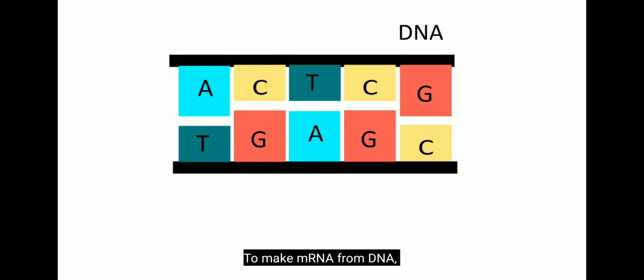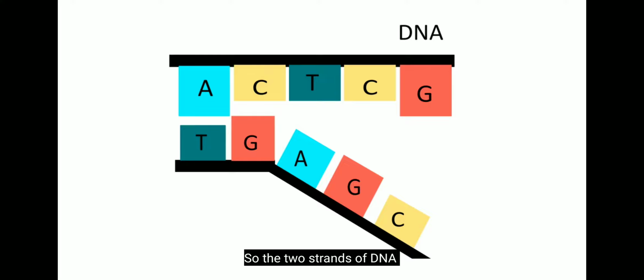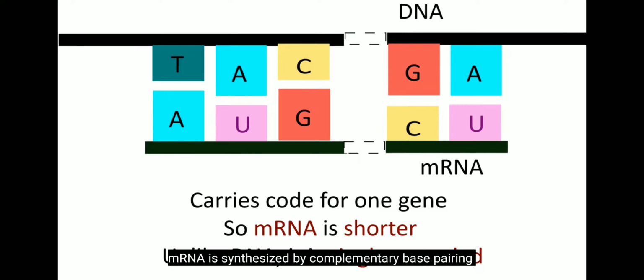To make mRNA from DNA, we need access to the sequence of nucleotide bases. So the 2 strands of DNA are first pulled apart in the region of our gene. This is similar to DNA replication, but only one gene is involved. mRNA is synthesized by complementary base pairing between the DNA and RNA nucleotides.